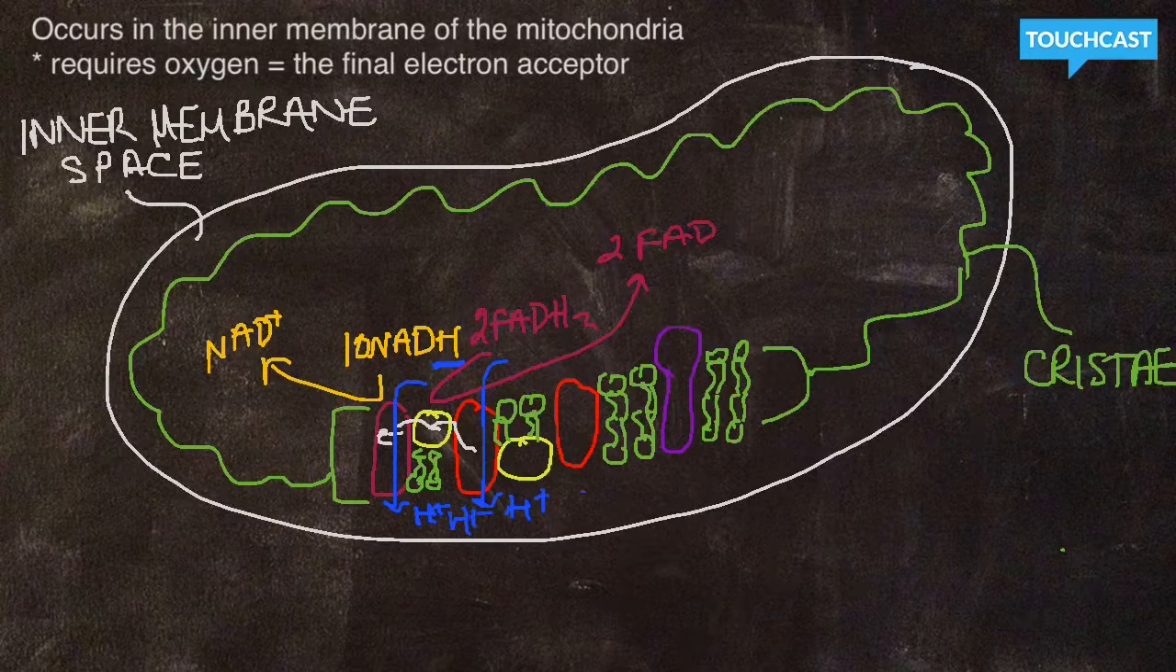So now we're getting all sorts of H pluses building up down here. Okay, the electron is going to move on its way, and it has just enough energy left to pull one more molecule of hydrogen into the inner membrane space.